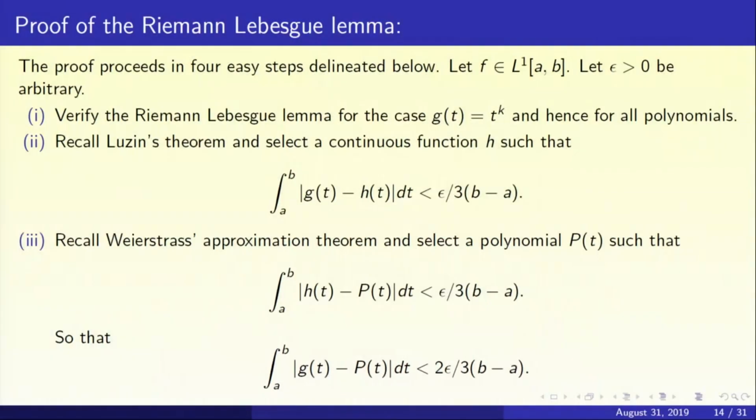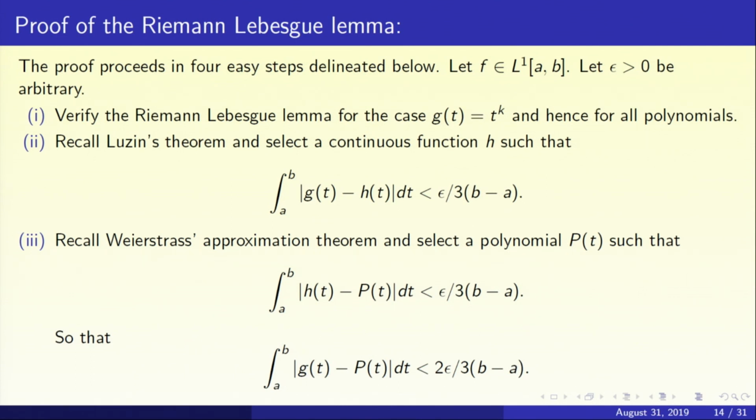So now let's move on to the proof of the Riemann-Lebesgue lemma. Remember that we use the Riemann-Lebesgue lemma often in this proof. At many places we use the Riemann-Lebesgue lemma, and so we must look at the proof of the Riemann-Lebesgue lemma. The Riemann-Lebesgue lemma is really very easy to prove. The proof proceeds in 4 easy steps.